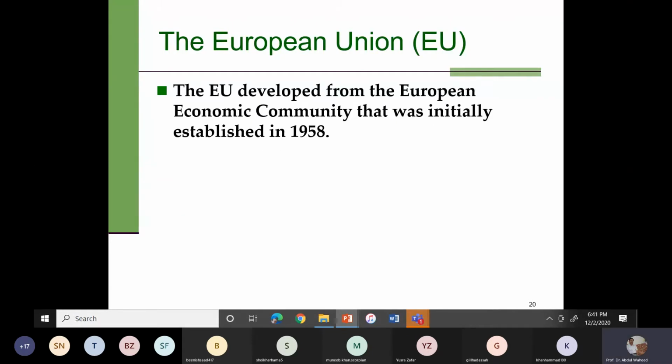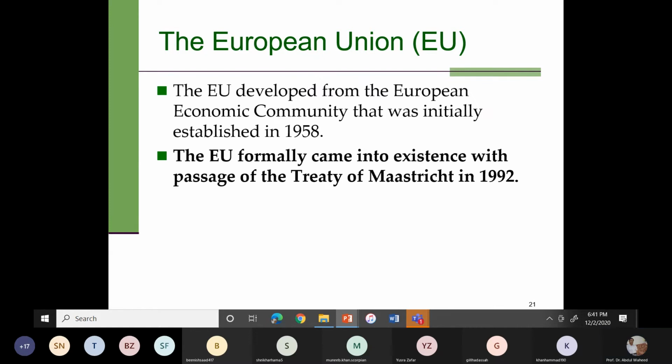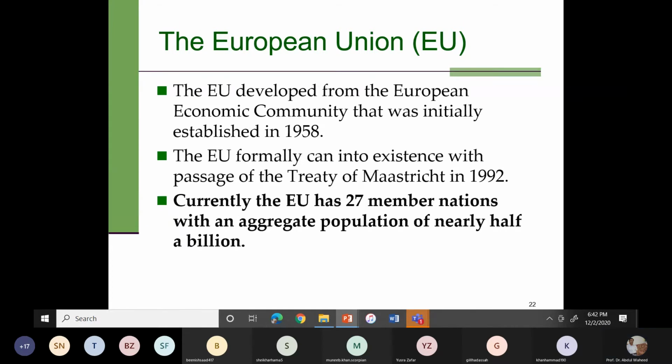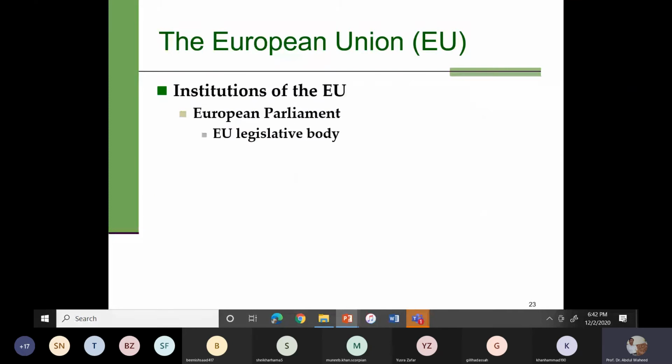And this is the example, European Union. It is also a bloc, economic integration. This is an example of economic integration. It was formed in 1958. There was a treaty in 1992. There are 27 members of this European Union. Now one member will drop, UK. Okay. And then you can just read all these.